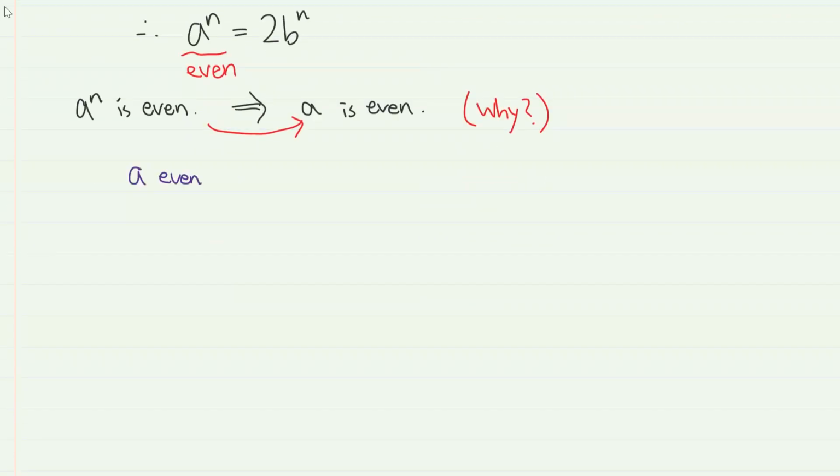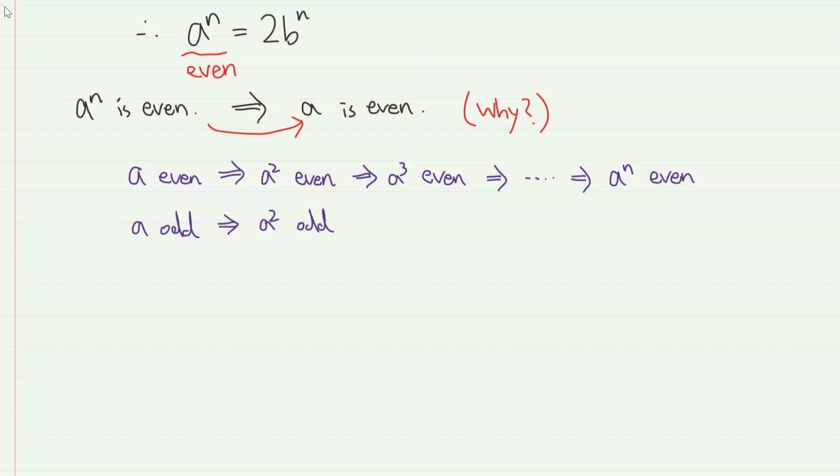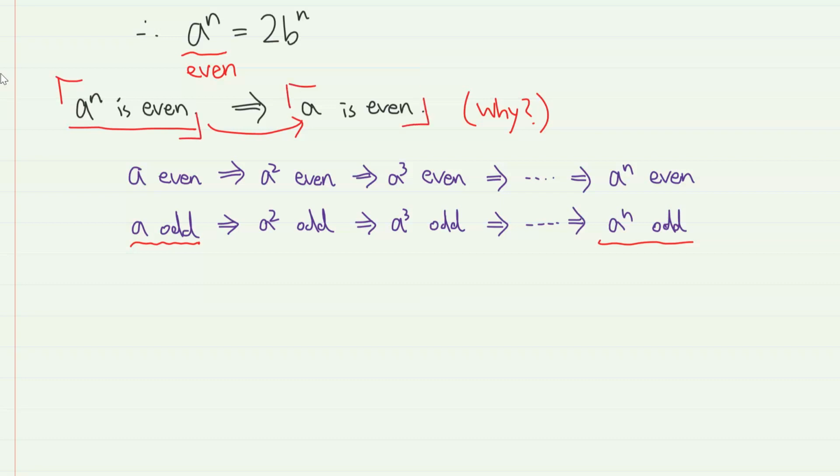You see, if a is even, then since an even number multiplied with another even number is still an even number, a squared also must be even, and then a cubed also must be even, and so on, so a to the power of n must be even. On the other hand, if a is odd, then since an odd number multiplied by an odd number is still an odd number, we have a squared being odd, a cubed being odd, all the way up to a to the power of n being odd. So if we assume that a is odd, then we have a to the n being odd, which contradicts the result that a to the power of n is even. Therefore, if a to the power of n is even, then a is also even.